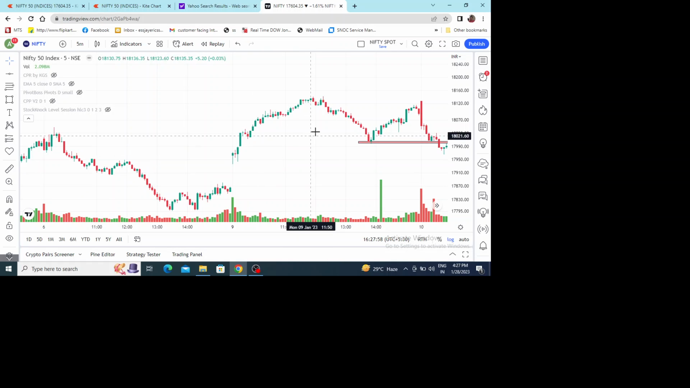And the stop loss will be over here at this point, right? 1831 will be your short stop loss. You will short below this, that is for 18,000, right?